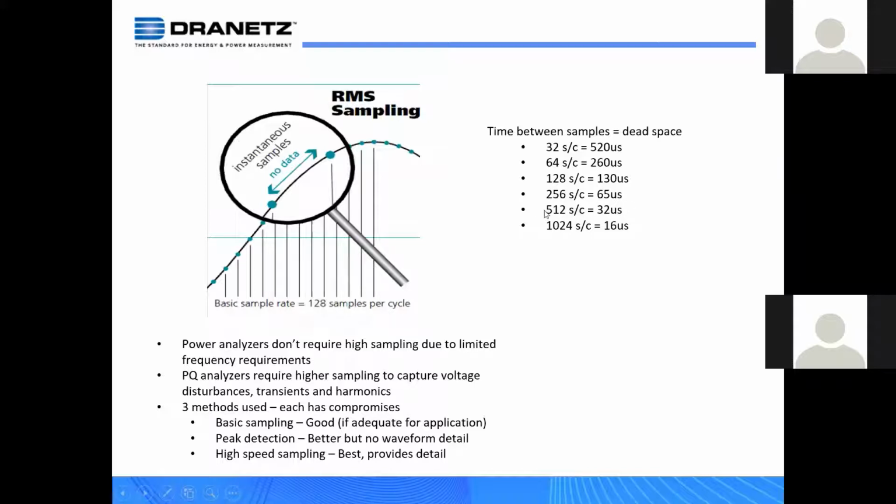Most instrumentation, certainly the instrumentation from Dranitz that measures power quality, are in this range right over here. 512 samples per cycle. That means your resolution, or your dead time here, your time between samples, is 32 microseconds. So if I want to measure transients, I can measure transients in theory down to about 32 microseconds. That's quite good by today's standards.